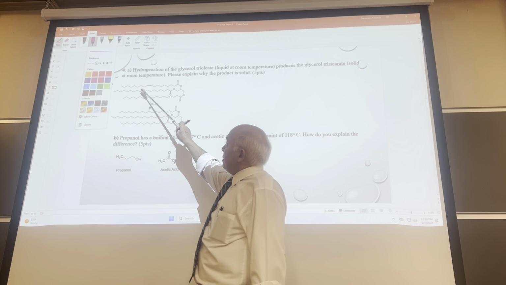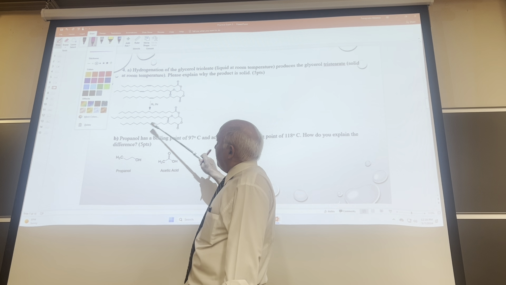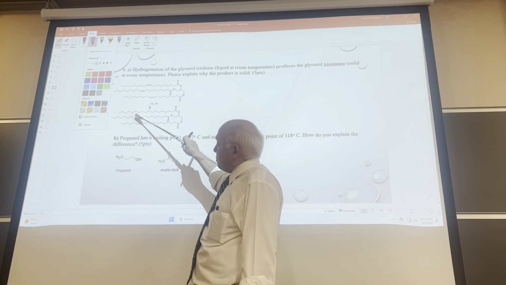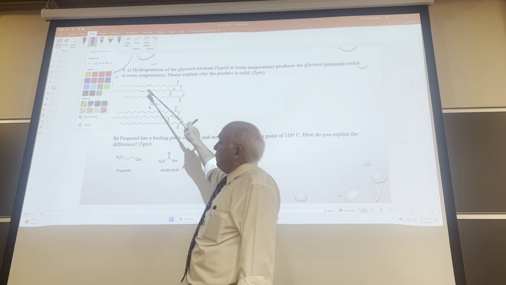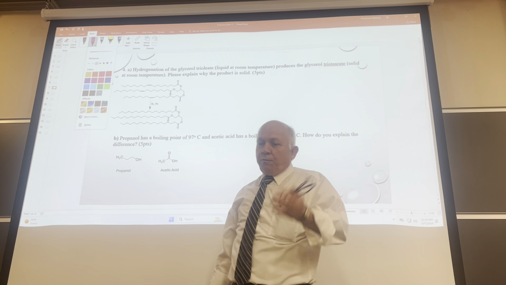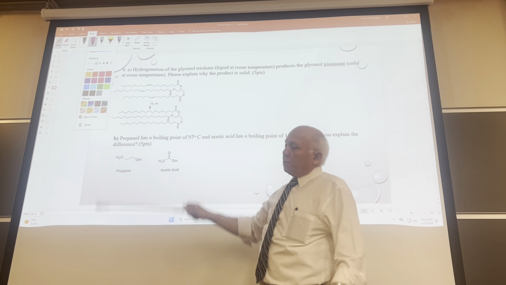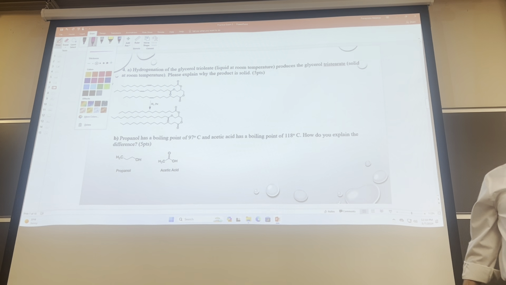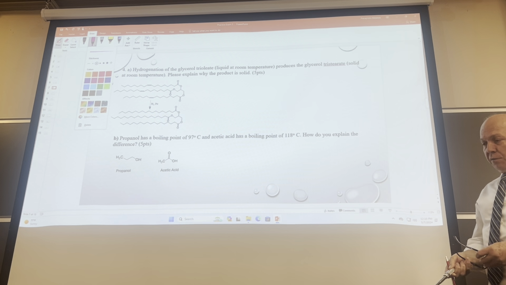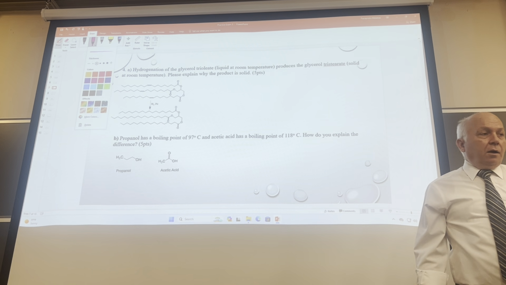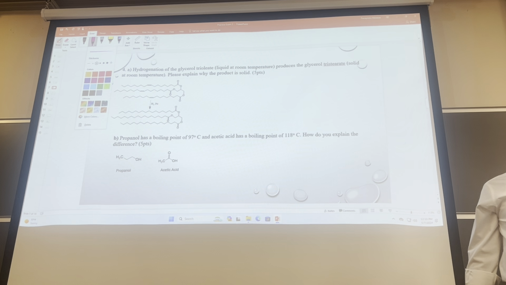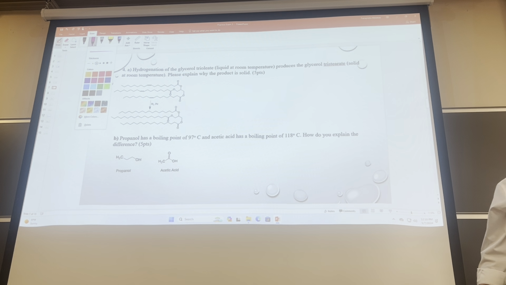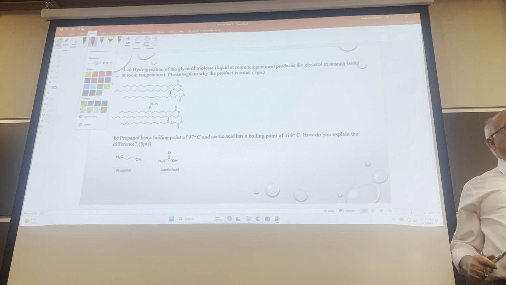The double bonds disrupt this alignment. They do not allow them to have this maximum interaction. Therefore, the attractive forces when we have double bonds are going to be much smaller. And when the attractive forces are smaller, then you have a liquid instead of a solid, right? The saturated fat is going to be solid.